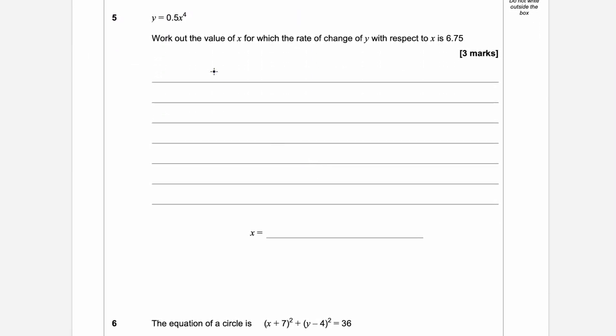Question 5. Work out the value of x for which the rate of change of y with respect to x is this. Okay, rate of change, guys, is dy/dx. So we'll get the derivative. dy/dx is equal to multiply by the power. 4 times 0.5 is 2. And subtract 1 from the power, which is 3. So this must equal 6.75. So 2x cubed equals 6.75, because it says the rate of change, the derivative, is 6.75. So x cubed is 6.75 divided by 2, which I believe, guys, is 3.